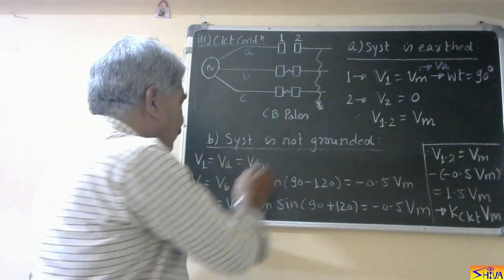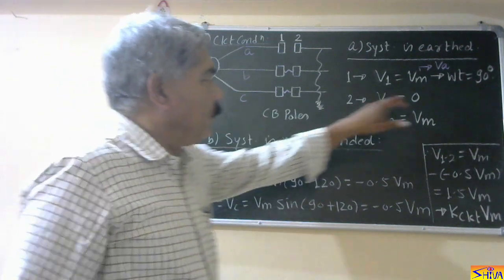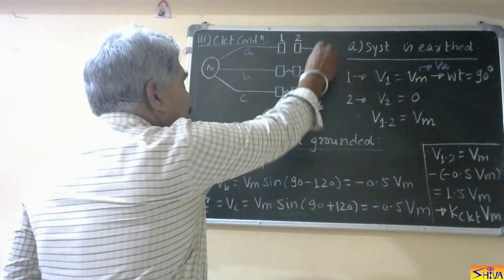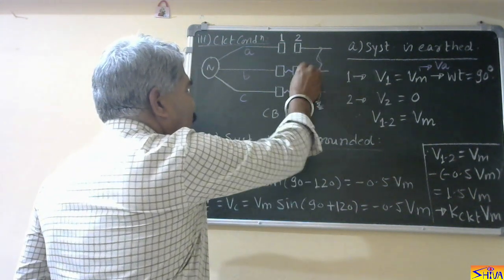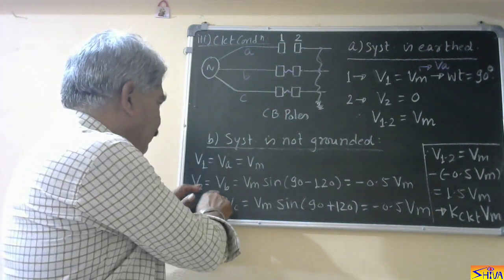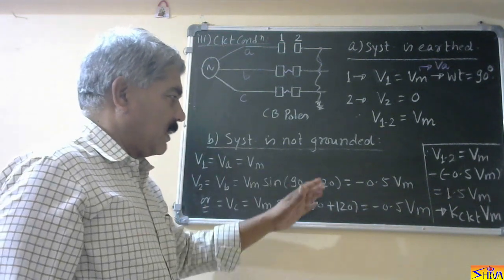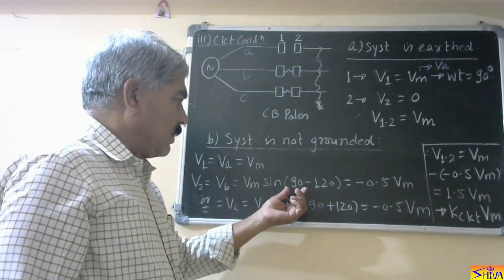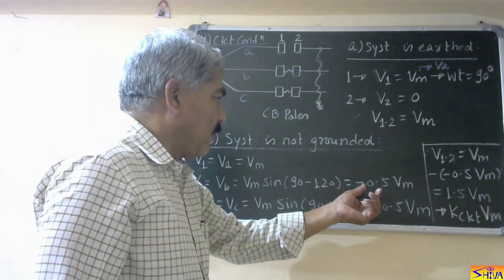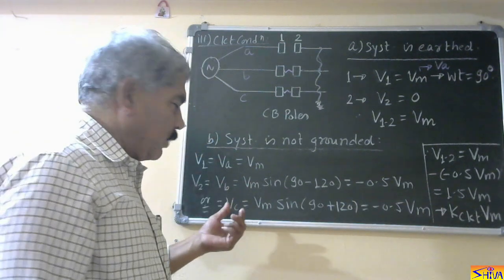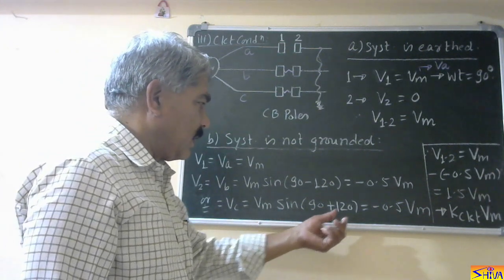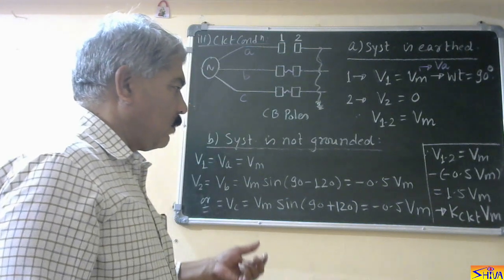So one will remain connected to phase A, and as we had assumed omega t is 90 degrees, VA is Vm. Now at that time, this contact will go to potential VB or it can go to potential VC. Now VB is Vm sin (omega t minus 120). Omega t is 90, so substitute omega t equal to 90. So we get VB as minus 0.5 Vm. Or it can go to potential VC. So VC is also Vm sin (omega t plus 120), that is 90 plus 120. That is also minus 0.5 Vm.